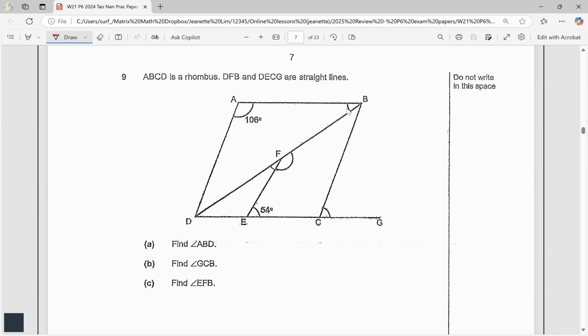As I've said, a rhombus means you have four equal sides. So I'm marking them out so that it's easier to see. If you mark them out, you can notice that there's an isosceles triangle, and that will be useful to help us find angle ABD. So I'll mark out all the parallel lines as well.